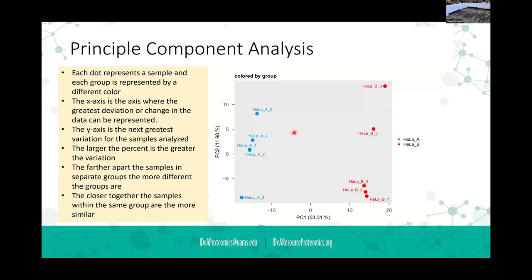So in other words, the variation between the groups is much bigger than the variation between these guys, because you have so much more variation in the y and the x direction here. So the farther apart the samples are in the separate groups, the more different the groups are. This is a result that shows that there is a difference between these two groups here.